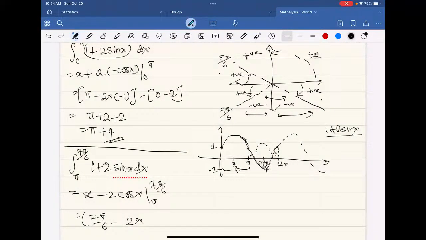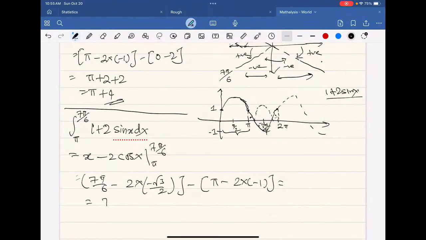Okay, so basically we just need to find cos pi by 6, which is root 3 by 2. Now that's minus root 3 by 2, right? Minus root 3 by 2. At pi, this is pi minus cos pi, which is negative 1, right? Now that is basically 7 pi by 6 plus root 3 minus pi. This is plus 2, and again that's minus 2, right? Yeah. So now this is pi by 6 plus root 3 minus 2. Okay, got this area as well.